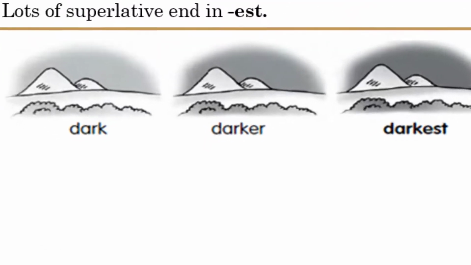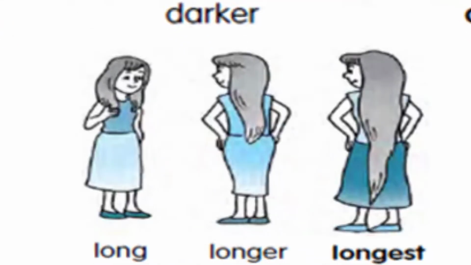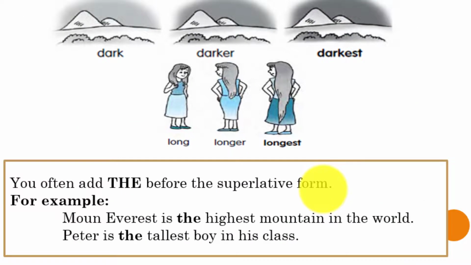For example, we have here in the example dark, this is the adjective. Darker, this is the comparative form, and darkest is the superlative form. We have here long, longer, and longest. So we often add the before the superlative form. For example, Mount Everest is the highest mountain in the world. Peter is the tallest boy in his class.